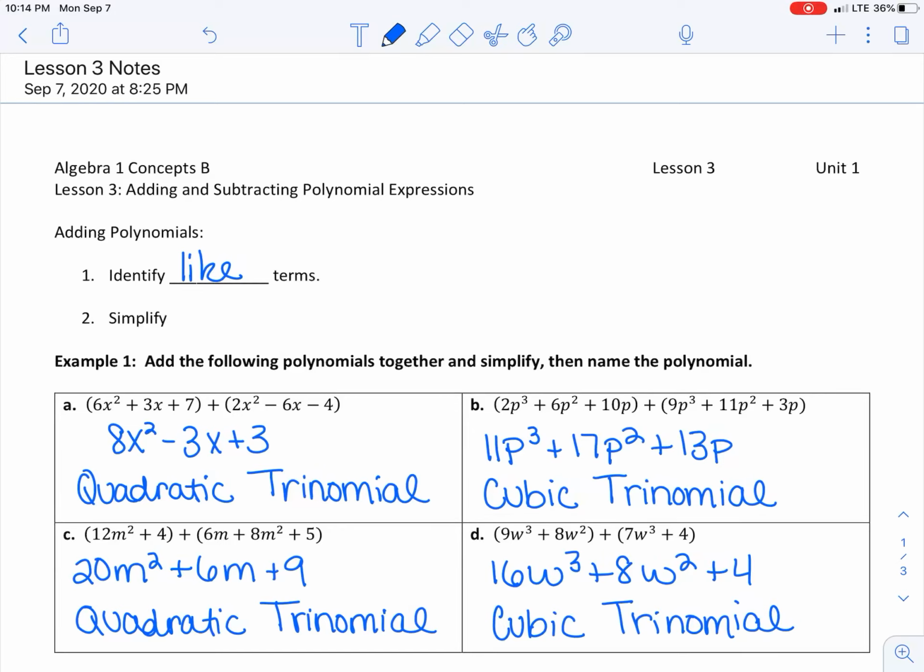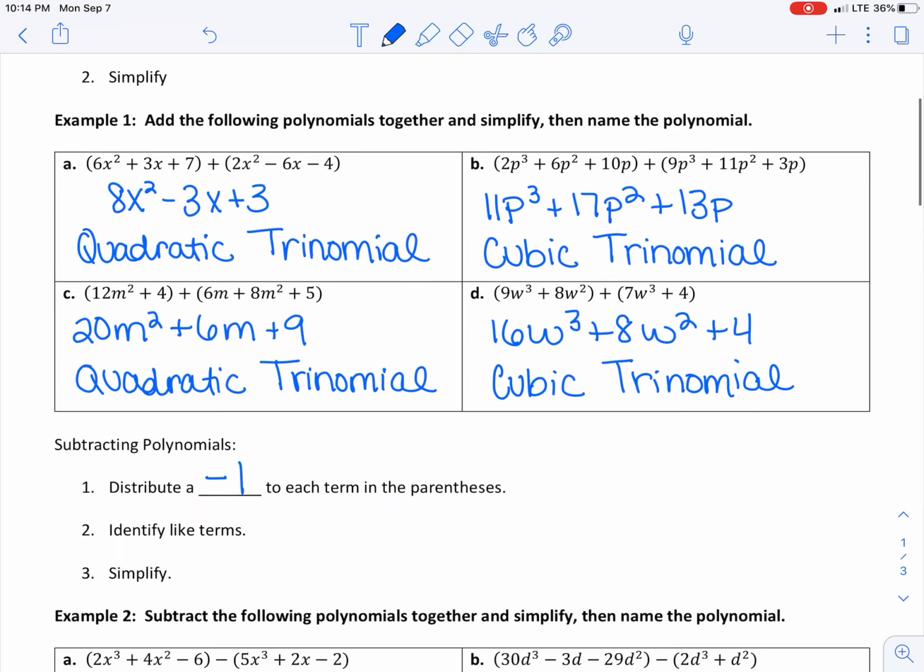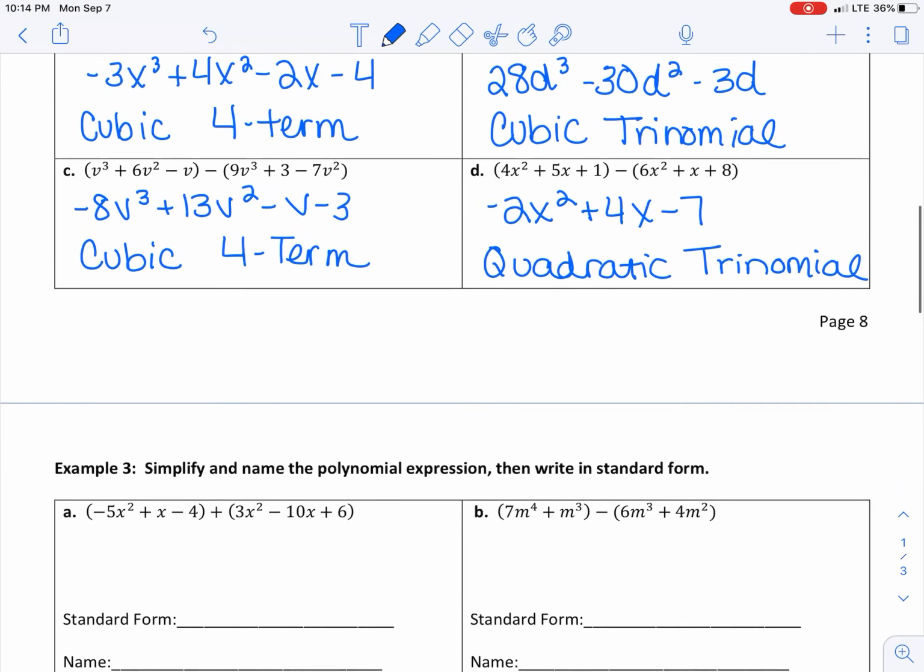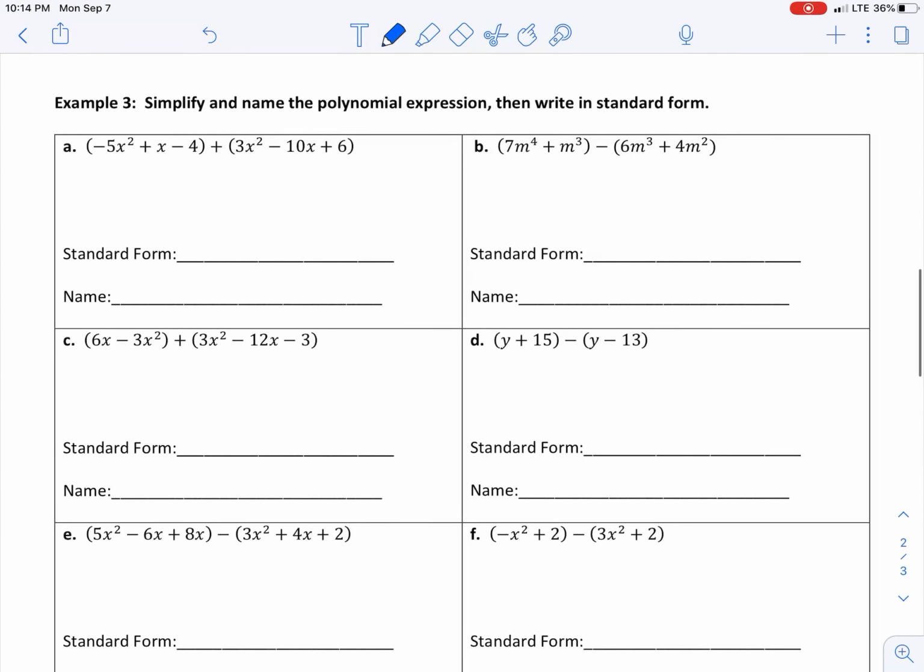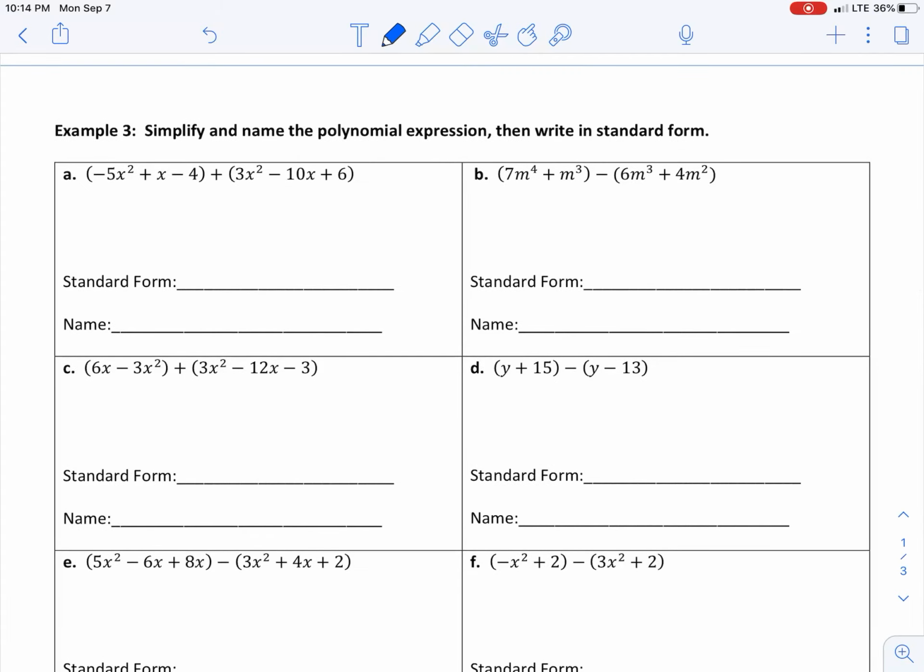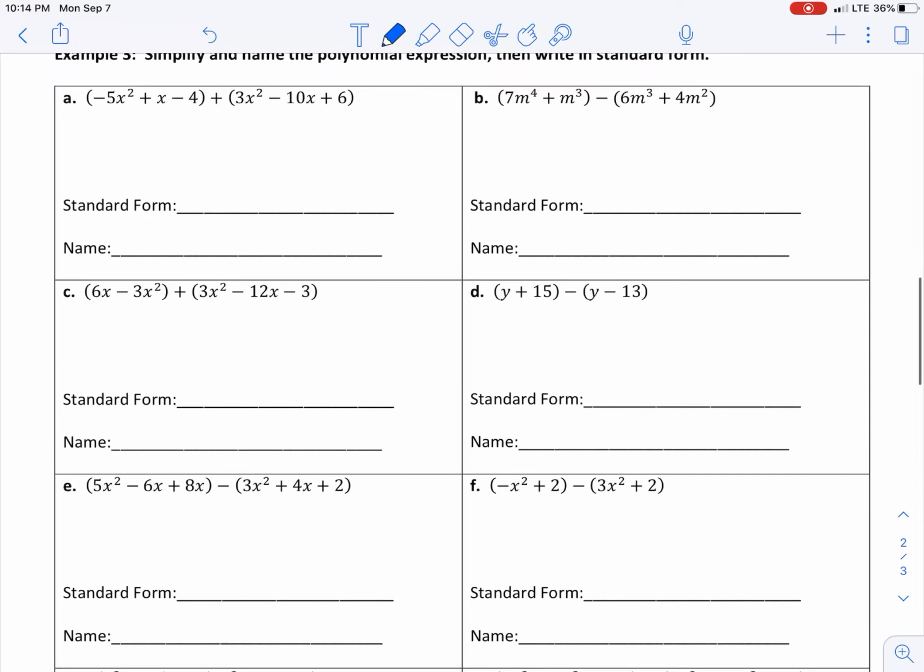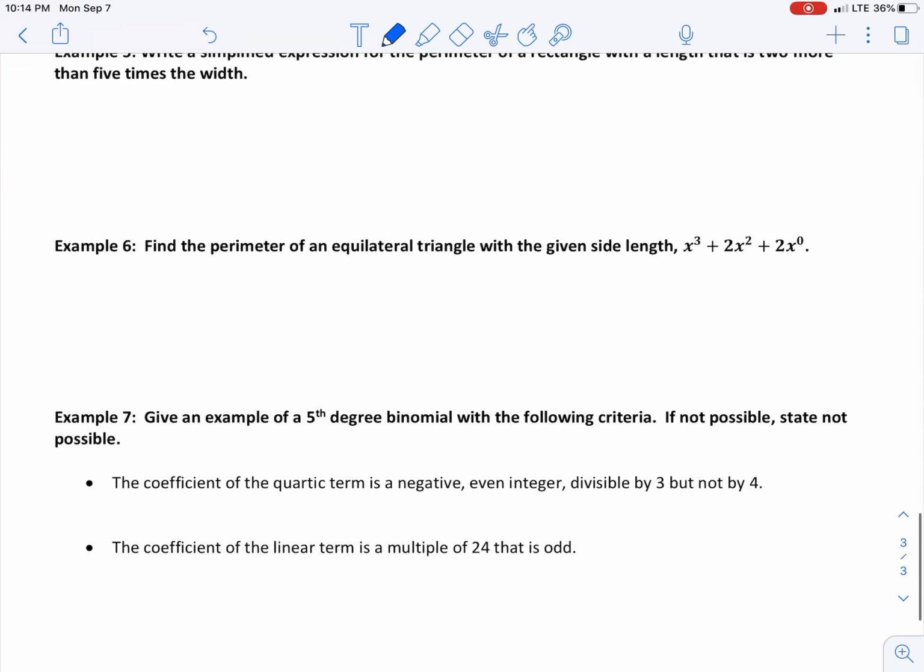Okay, so we are going to be looking at lesson 3 of unit 1. We're adding and subtracting polynomial expressions. We've already completed page 8 in class or on Zoom. So we are going to look at example 3, and we're going to work through example 3, and then let's see, 3 through 7.